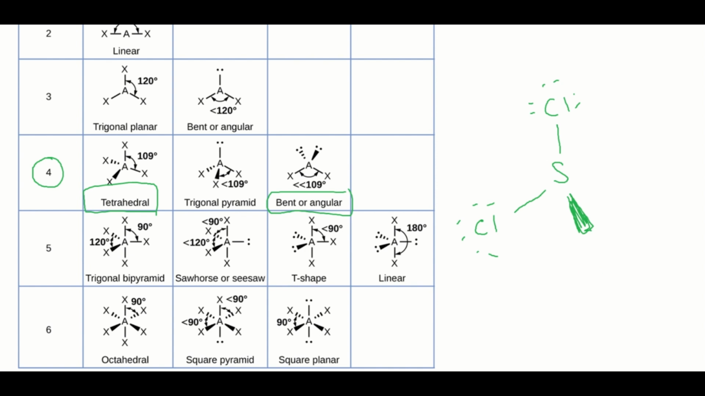Wait a minute, this is a lone pair. We only have 2 chlorines. And then we have another lone pair going back behind the screen.